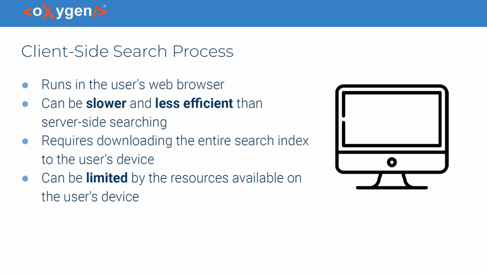A client-side search process has the following characteristics. It runs in the user's web browser, can be slower and less efficient than the server-side searching, especially for large amounts of content, requires downloading the entire search index to the user device, which can be a burden for slower connections or limited devices, and can be limited by the resources available on the user's device, such as processing power and memory.